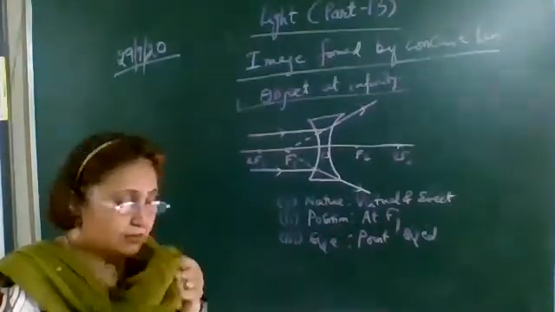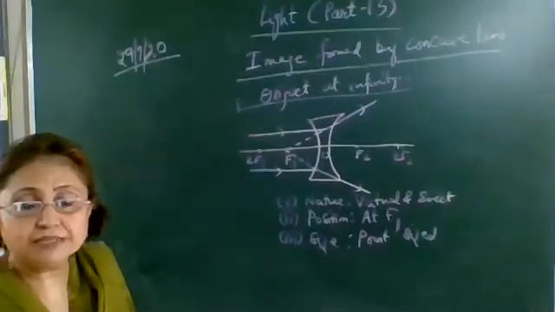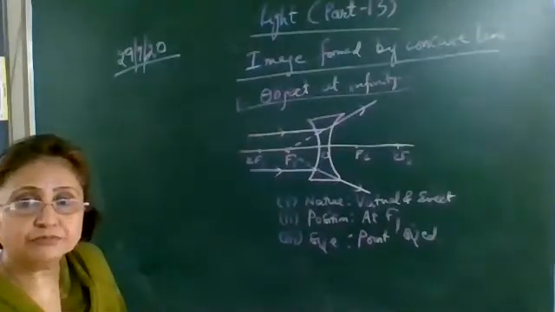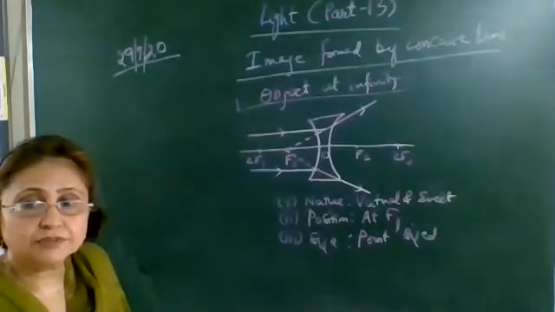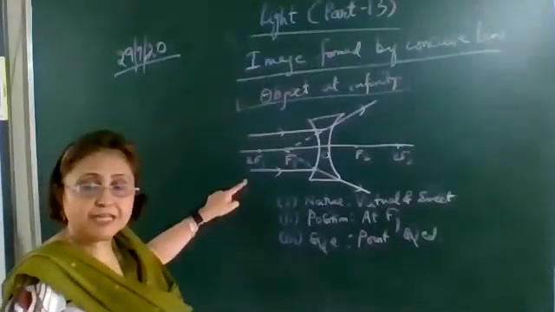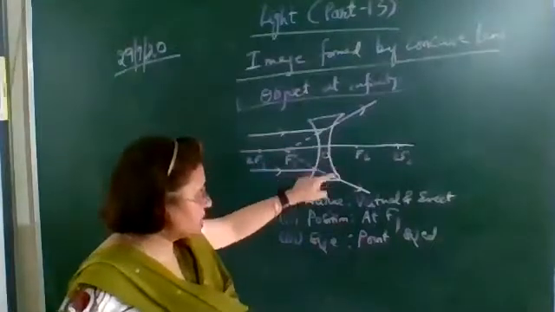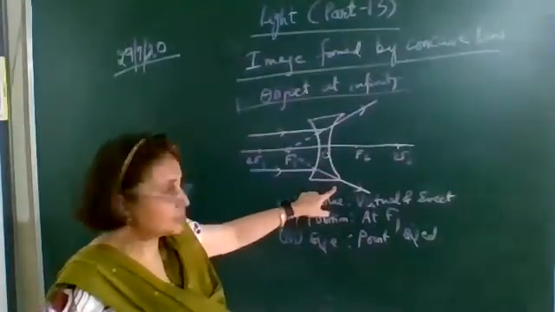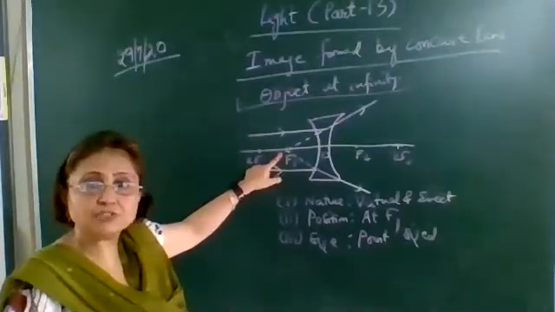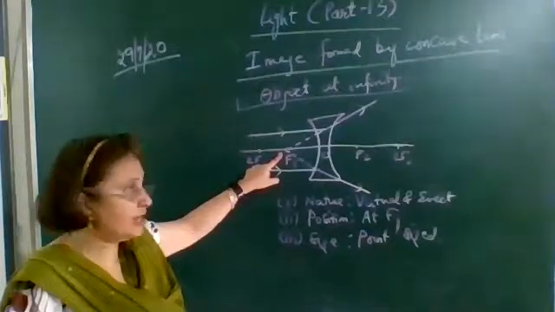Then mark F1, F2 at equal distance from optical center on either side. Double the focal length, mark 2F1 and 2F2. Okay, and draw the incident rays parallel to the principal axis. After refraction, these rays will diverge. And when you extend them backwards, they appear to pass through F1. They will appear to pass through F1.